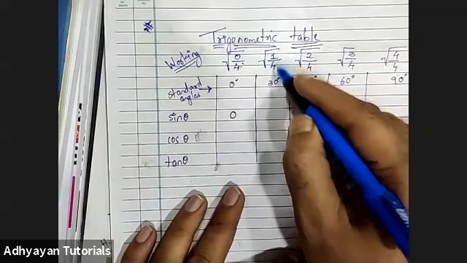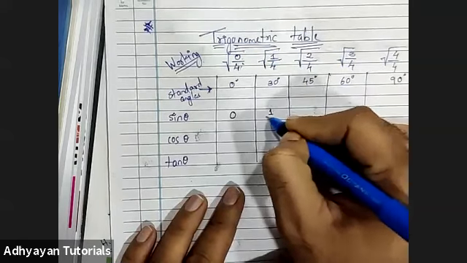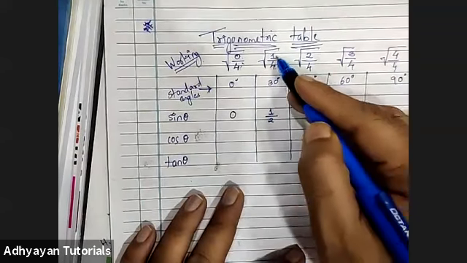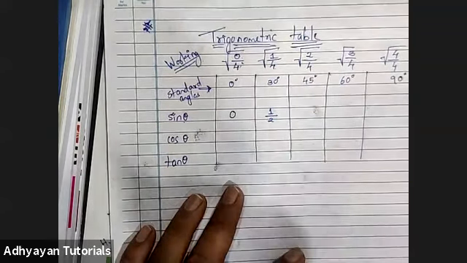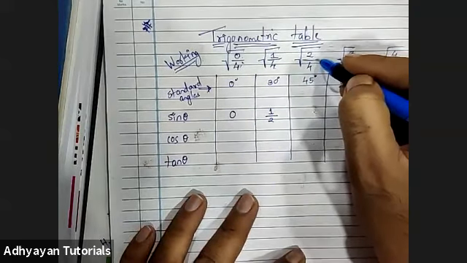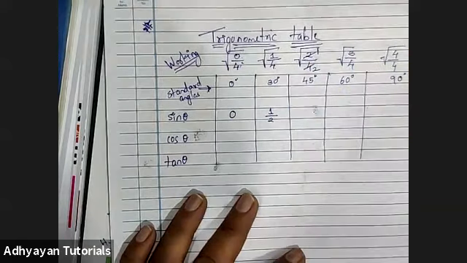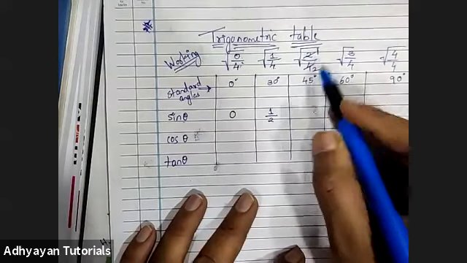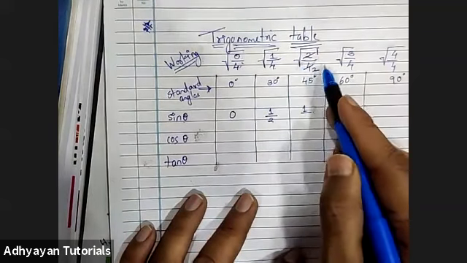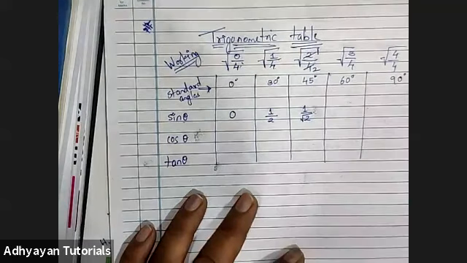Just check it. 1 upon 4, children. 1 is a perfect square. The root of 1 is 1, right? The root of 4 is 2, right? So its answer is written below, against sine theta. Now 2 upon 4 can be further simplified, children. Root of 1, children, is 1 itself, right? And root of 2 does not exist as a whole number, so it will stay as it is, root 2.